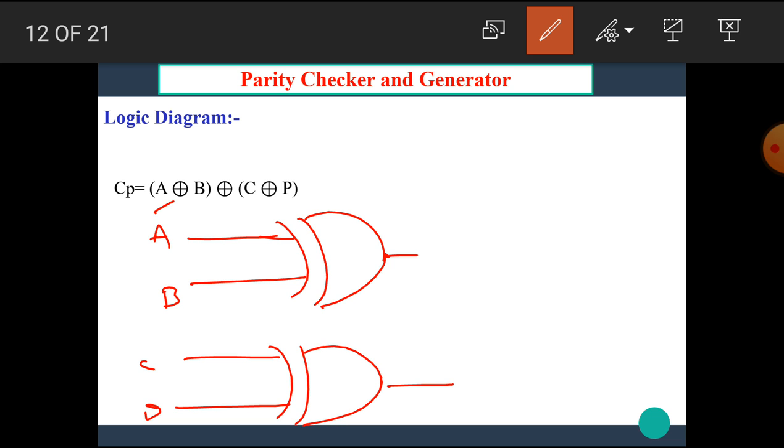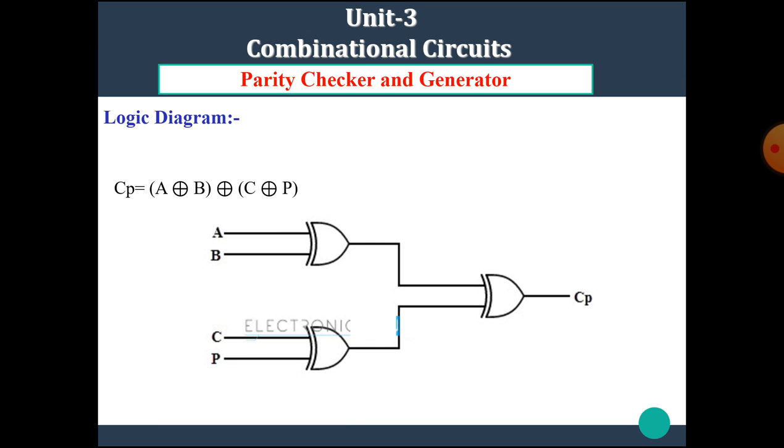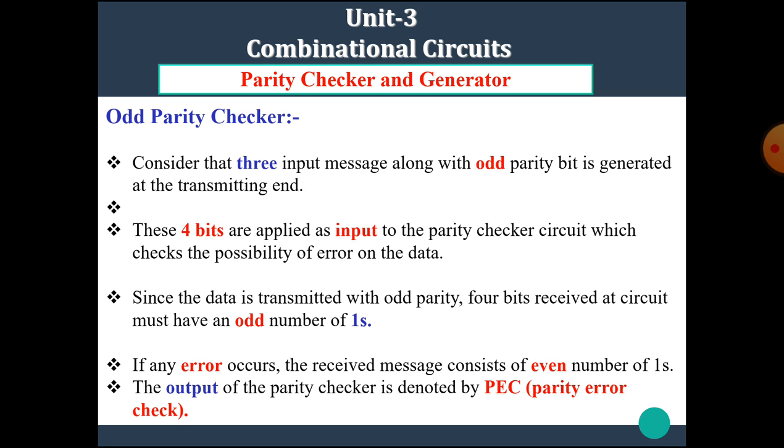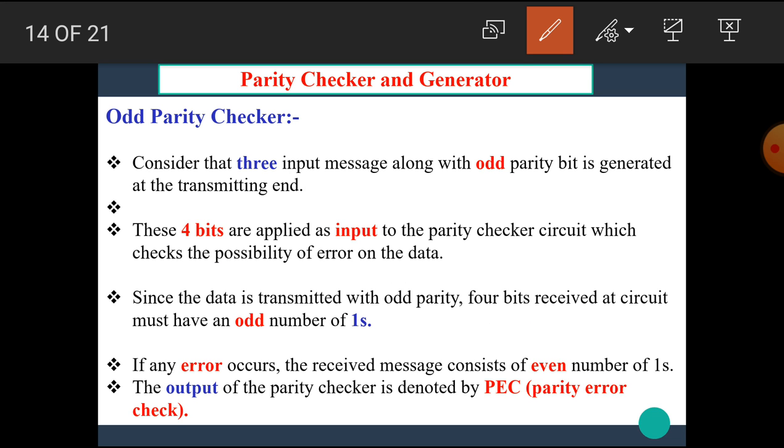Okay, and one more XOR gate is required to complete this diagram. Okay, this is the logic diagram for this equation. I hope you all understand this. Now let's see the odd parity checker circuit.